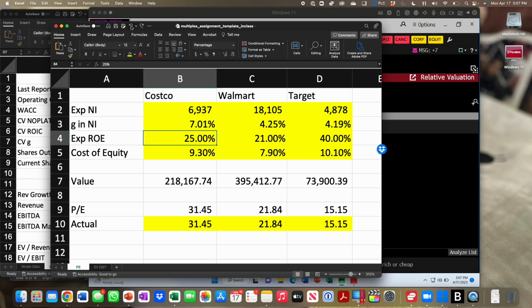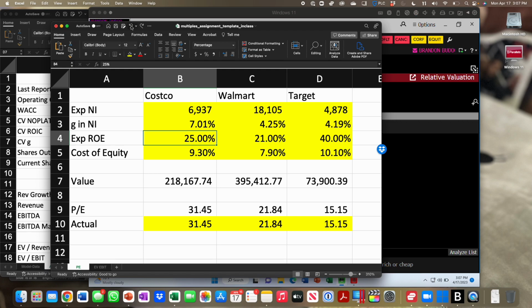Why is Costco trading at a premium in a PE to Target? Well, Target has a higher spread than Costco, about 30 points, 40 minus 10. But Target doesn't have the growth of Costco. They have the slowest growth in the industry at 4.19% versus 7%. So much lower growth of that higher spread is why Target is trading at a discount. Target also has more perceived risk than Costco, 10.1% cost of equity versus 9.3, which is further reducing their PE and further making it more of a discount. That's what's happening with Target.